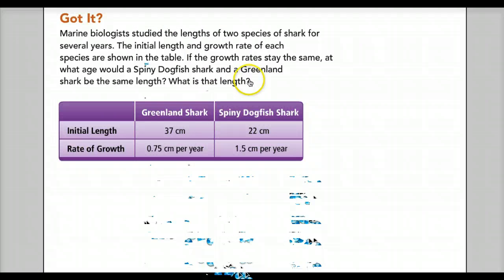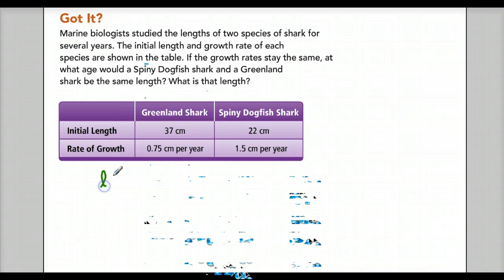Okay, so in 6-1, I believe, you got this almost same exact problem. Marine biologists studied the lengths of 2 sharks for several years. Initial length for the Greenland shark was 37 centimeters. Rate of growth was 0.75. Initial length for the spiny dogfish shark was 22. Rate of growth was 1.5 centimeters per year. And we came up with 2 equations, and you might remember them, and just in case you didn't, I'm going to go ahead and do them right now.